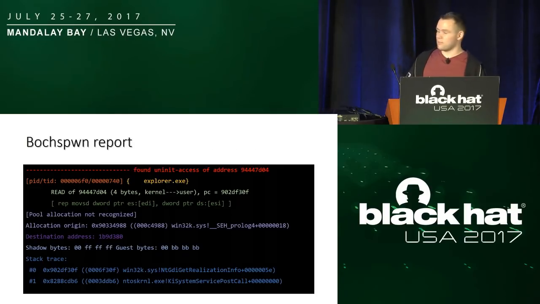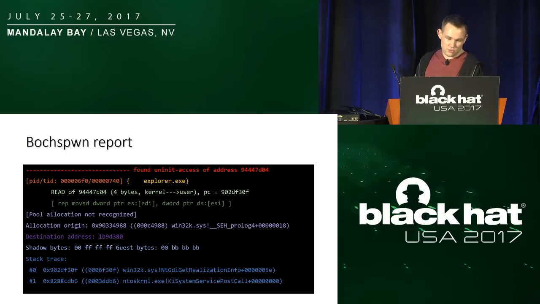So here we have an example of a Bochspwn report that was generated at actual runtime. You can see all of the information that we have about the bug that happened. We have the address of the memory that is being read. We have the information about the process, in this case explorer.exe. We have the faulting instruction, which, as I mentioned before, can only be rep movsd in this case.